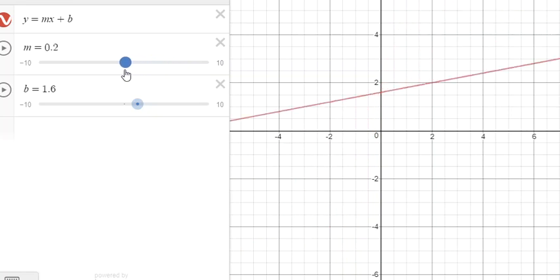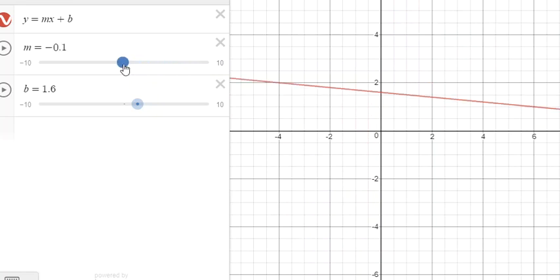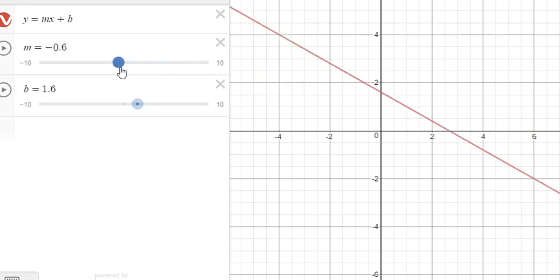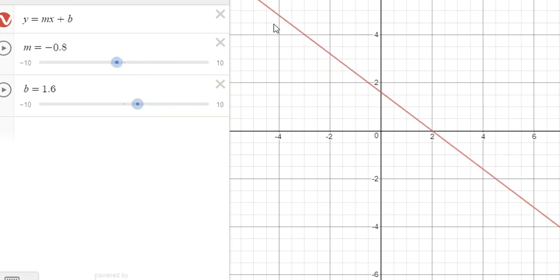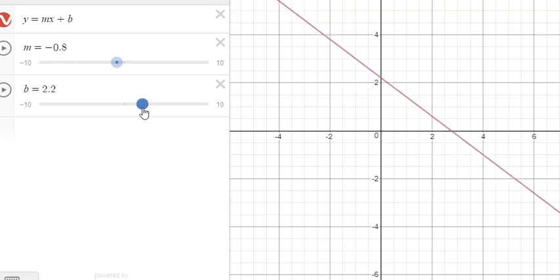Now, going back, if the slope of the line is 0, and we discussed that before, the line is a horizontal line, and if the slope of the line is negative, as we can see here, the line has a decreasing behavior. The value of y will decrease as the value of x increases. So we have seen here that changing the value of the slope does change the behavior of the line. However, it does not affect its y-intercept. The y-intercept shows the point of intersection between the line and the y-axis.